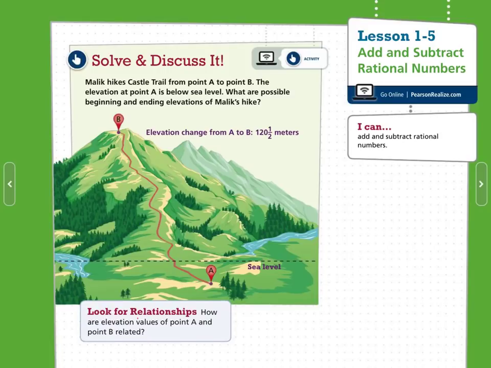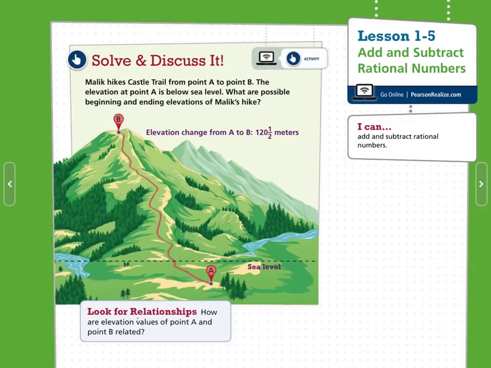Lesson 1-5, Add and subtract rational numbers. The only difference between this lesson and our previous lessons is that now our numbers are going to include fractions and decimals, whereas before we were only worried about integers.